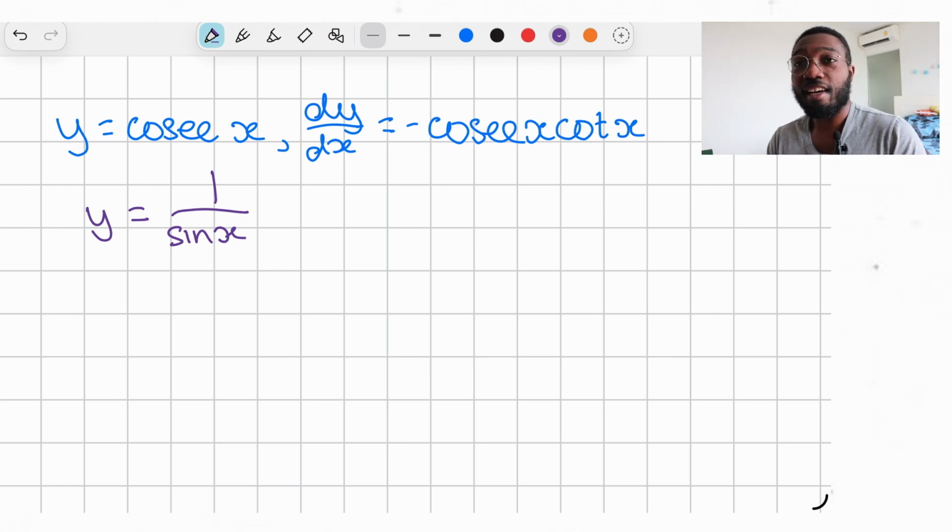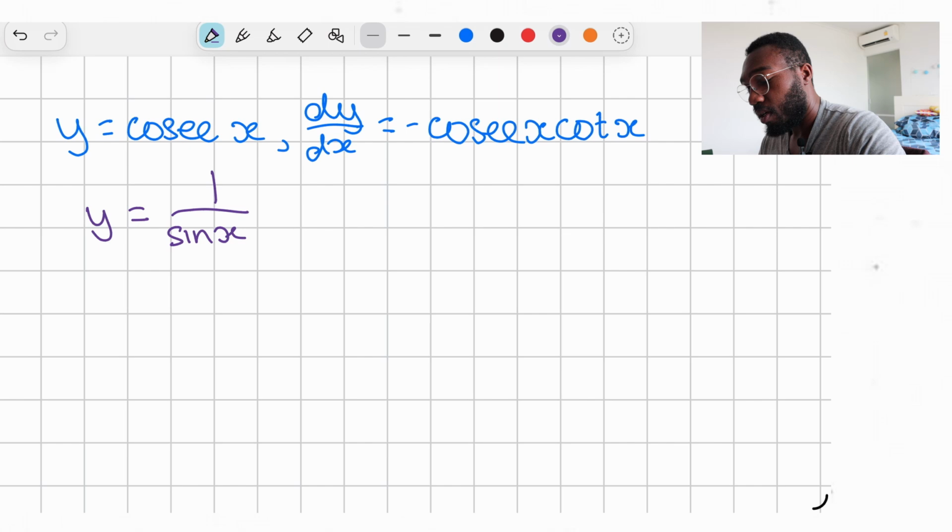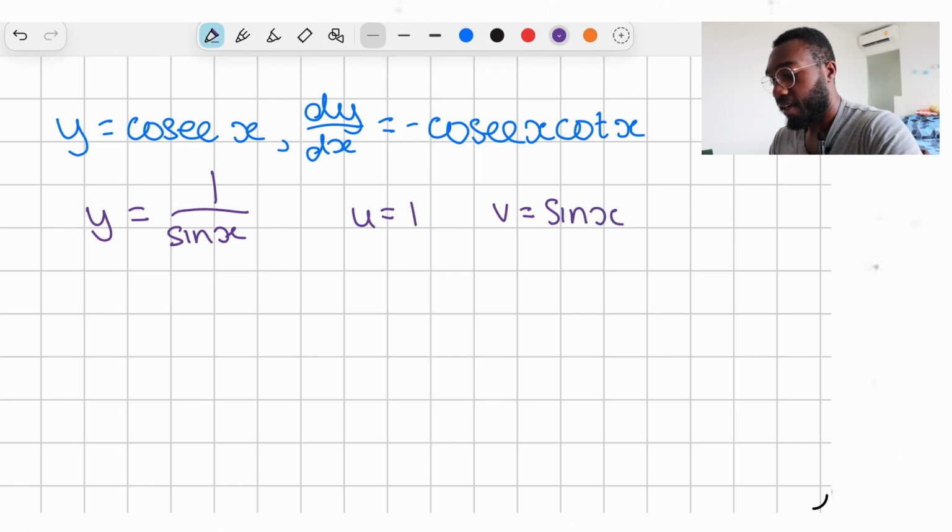And then again, it's in that nice fraction form. We can just use the quotient rule. So if we use the quotient rule, we would have u as 1, and we would have v as sine x, and then u dash, well, that's just 0.